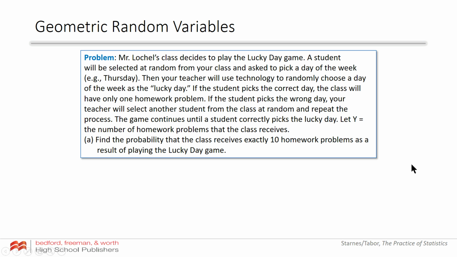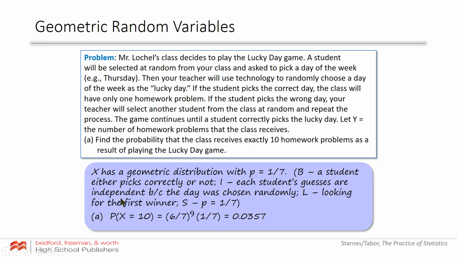So remember, before we use any of these formulas, I know at the top of the page it says geometric random variables, but we still need to prove that this is a geometric situation before I use that formula. So I can say that x, actually I should say y. I was a little inconsistent here, so pretend that's a y. So y has a geometric distribution with probability of success 1 out of 7. There's 7 days of the week, right? So you have a 1 out of 7 chance of picking the correct day.